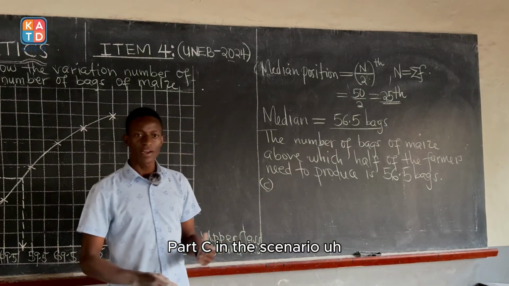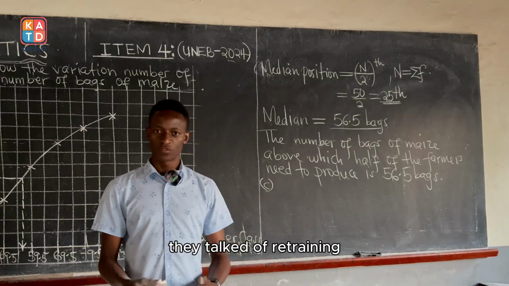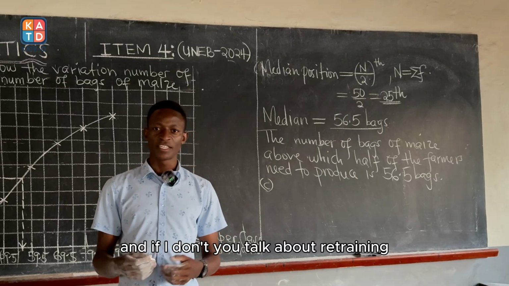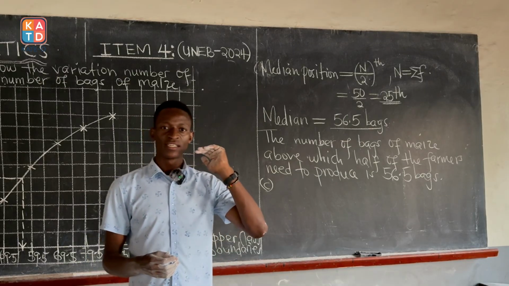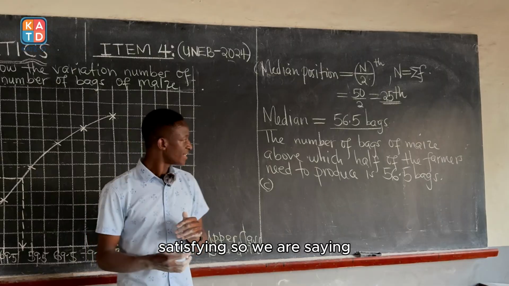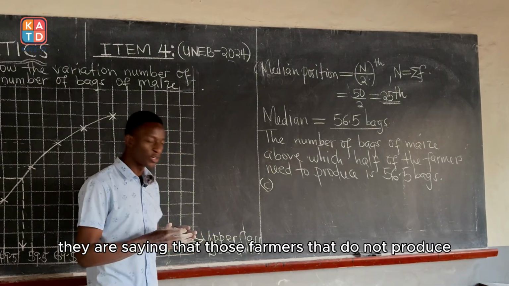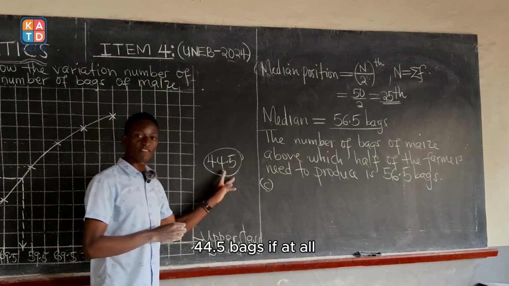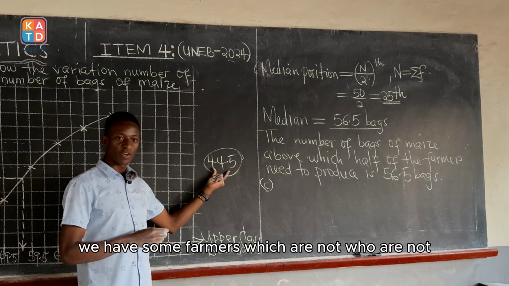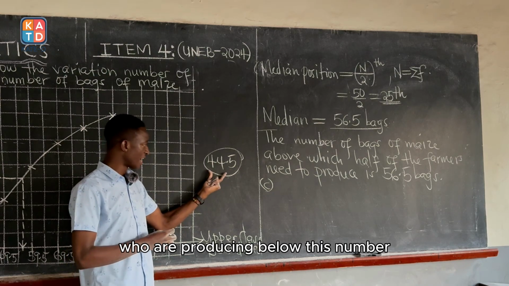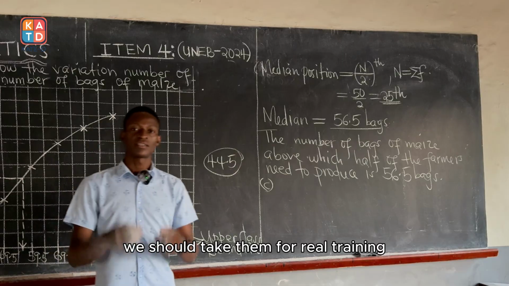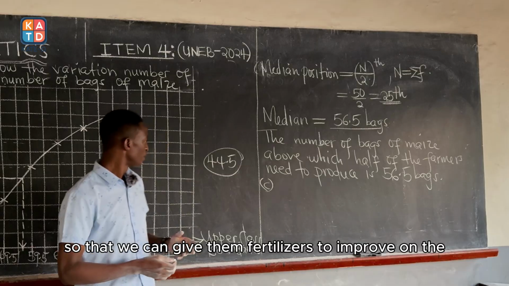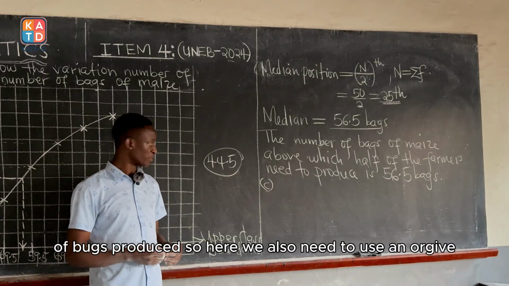Part C, in the scenario, they talked of retraining. And if we talk about retraining, it means that there is something which you are not satisfying. So they are saying that those farmers that do not produce 44.5 bags, if we have some farmers who are producing below this number, we should take them for retraining so that we can give them fertilizers to improve on the number of bags produced.